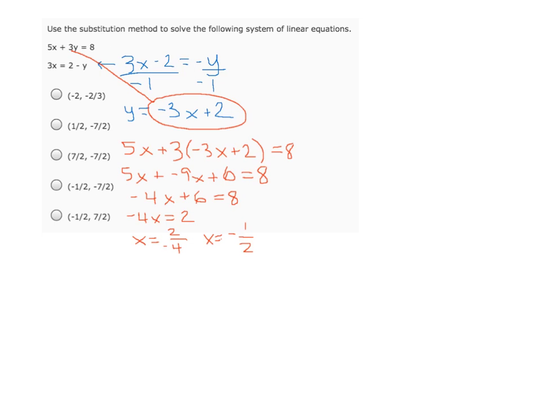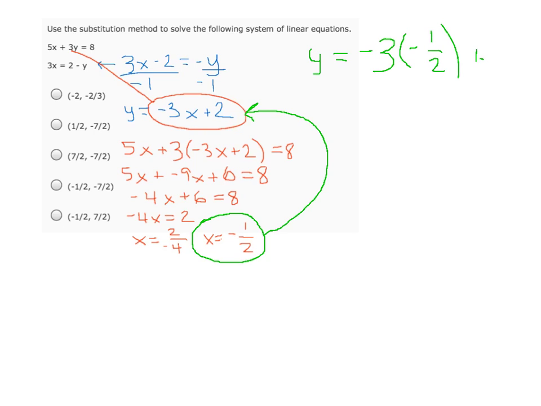Now that we have our x value, we want to plug this back into one of the equations to solve for the y value. So we're left with y equals a negative 3 times negative 1/2 plus 2. So y equals 3/2 plus 2. And 3/2 plus 2 is 7/2. So we know y equals 7/2.